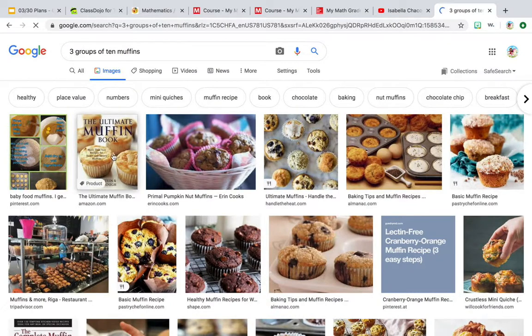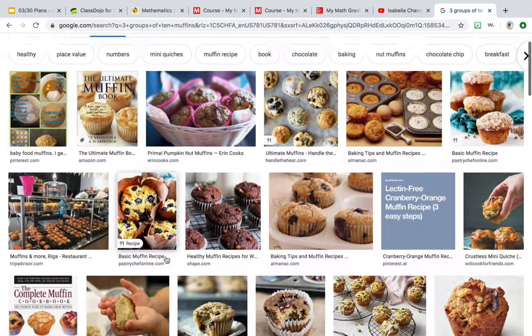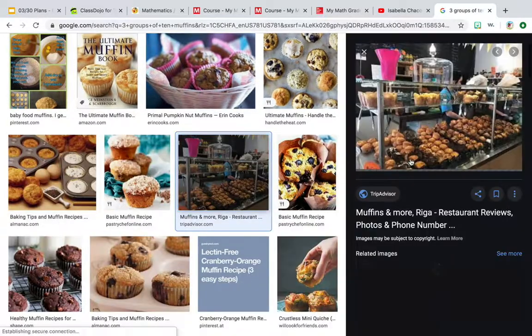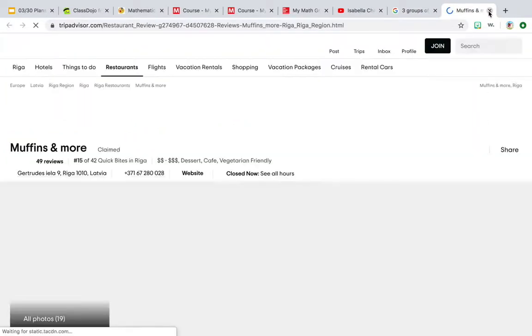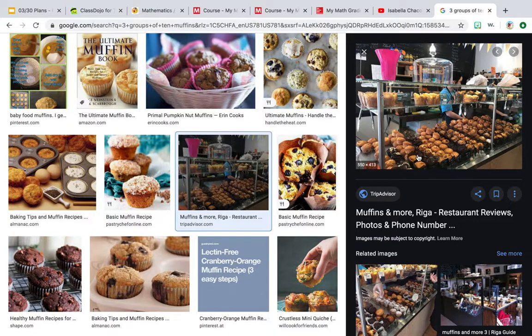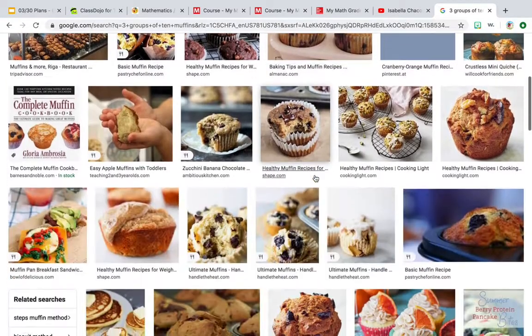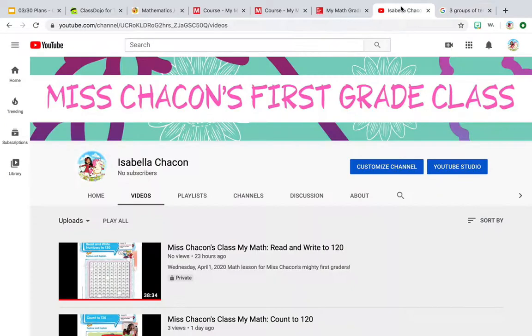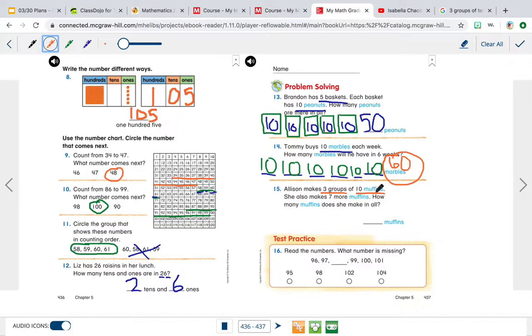Kind of like these yummy muffins. Ooh, I love muffins. So let's imagine that we have 3 groups of 10 muffins. So we have this group of muffins, this group of muffins, and this group of muffins. That's a lot of muffins. Ooh. This is making me hungry, my friends. Anyways, so they have 3 groups of 10 muffins.